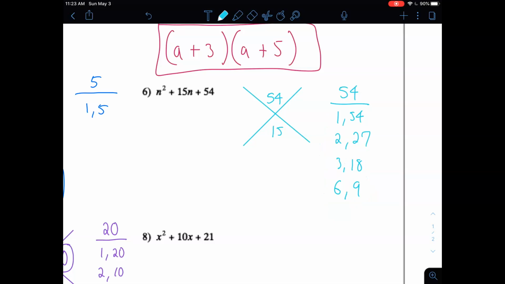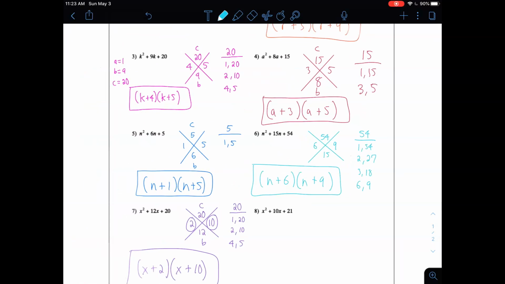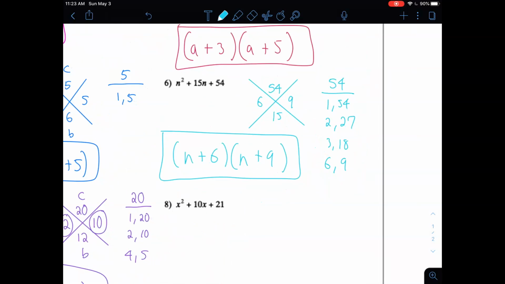Okay? So which of these factors are going to add to 15? Hopefully you said 6 and 9. Okay? So we're going to do n plus 6 and n plus 9. Okay? This is very colorful. Very nice.